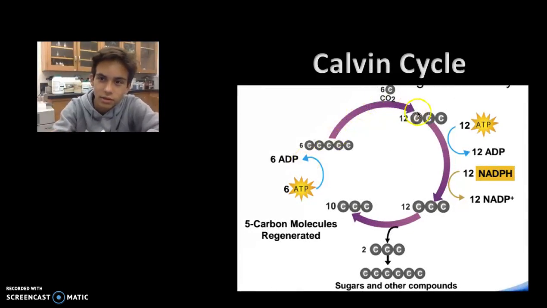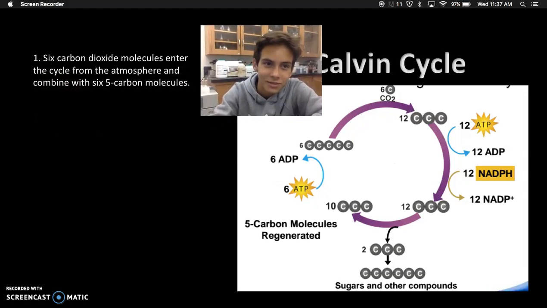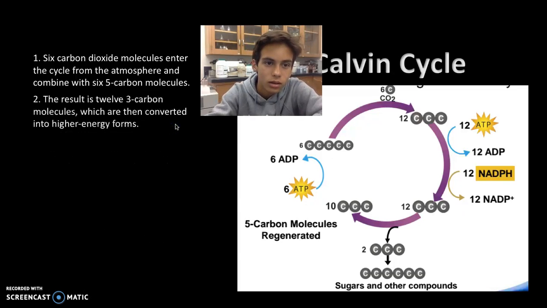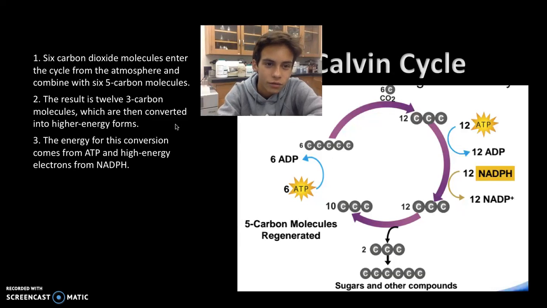This is the Calvin cycle, and it's just a repeating cycle where 6 carbon dioxide molecules enter the cycle from the atmosphere, and you combine with 6 5-carbon molecules. And then the result is 12 3-carbon molecules, which are then converted into higher energy forms. The energy for this conversion comes from ATP and high energy electrons from NADPH.